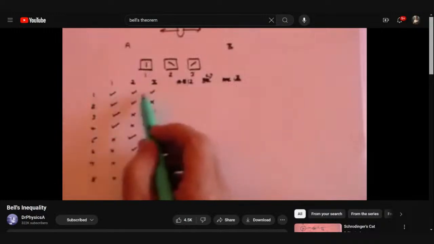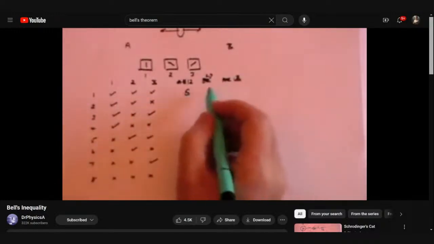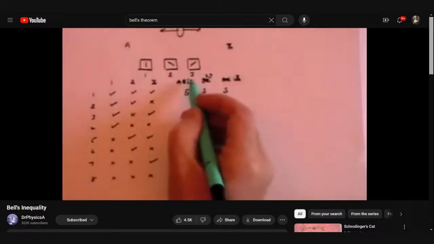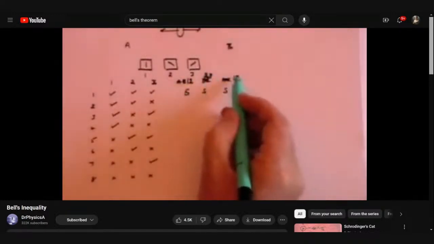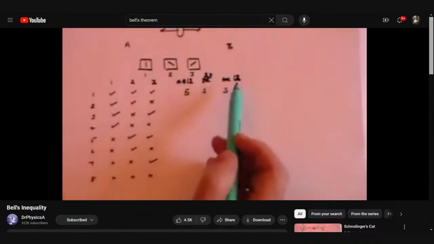We know that if the photons have this hidden information, they're going to go through 1 and 2, so they'll be the same. They'll go through 2 and 3, so those will be the same, and they'll go through 1 and 3, so those will be the same. This is not very well written, is it? That's 1 and 2, this is 2 and 3, this is 1 and 3. It's the combinations of the polarizers that Alice and Bob have used for the particular pair production.